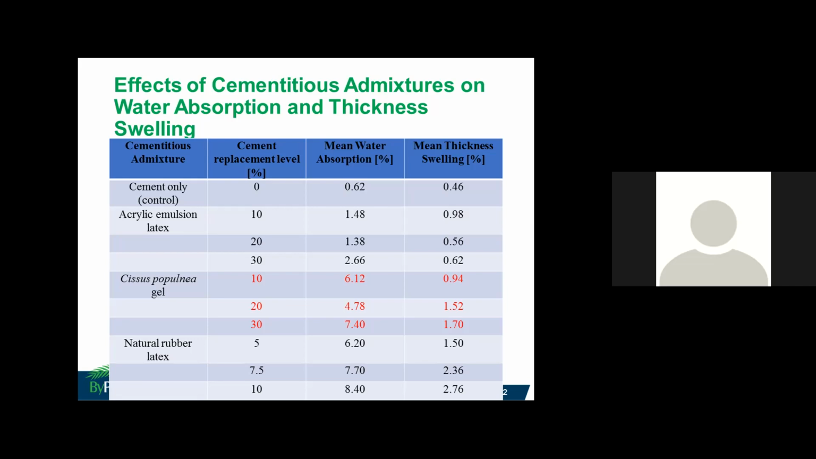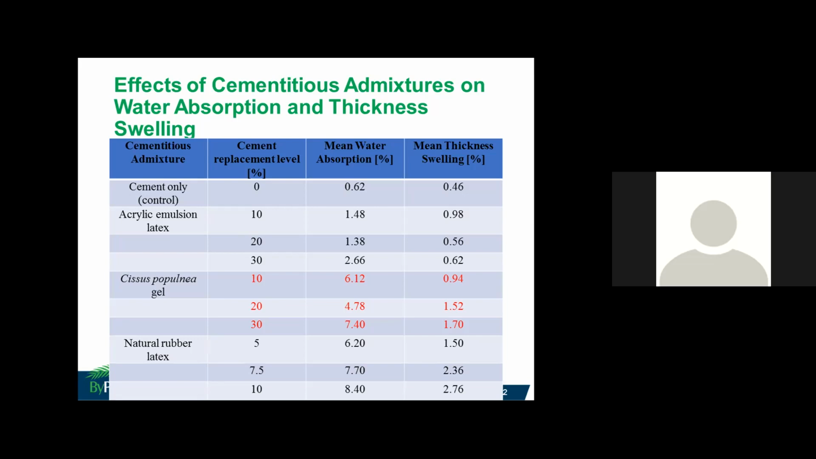Now, usually when a composite absorbs moisture, there's a tendency for it to swell. So we measure the thicknesses at different sides of the composite. And usually you don't want your thickness swelling to be more than about 2 to 3%. So we can see that for all the composites, the thickness swelling was acceptable.